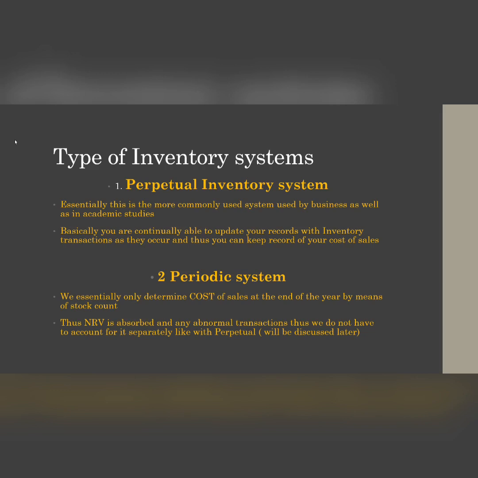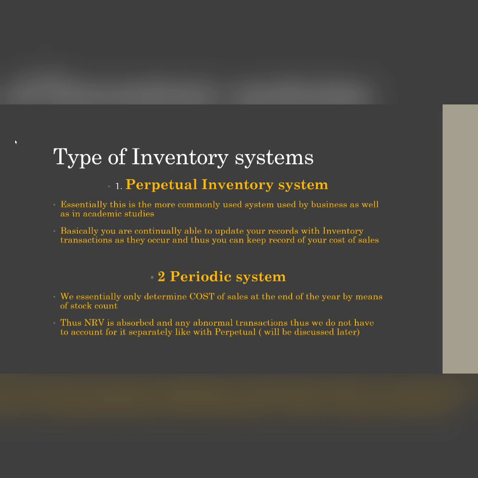Okay, so the types of inventory systems, there are two main types used in business and commerce. The first one is the perpetual inventory system. It is commonly used by businesses as well as in academic studies, mainly because you are able to continually update your records with inventory transactions as and when they occur, and thus you can keep a record of your cost of sales because every time you buy something or sell something you record it.